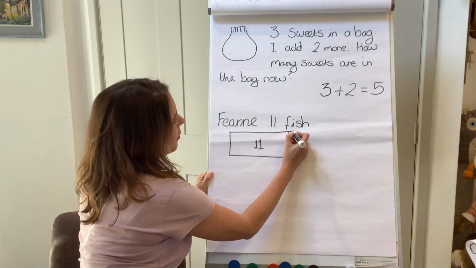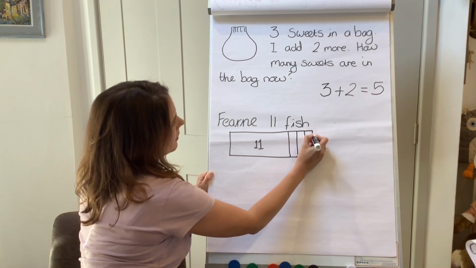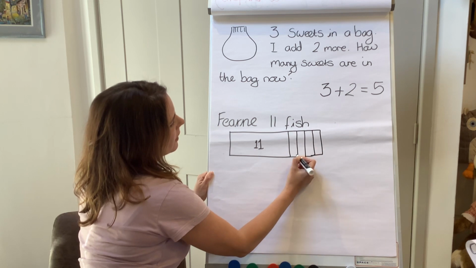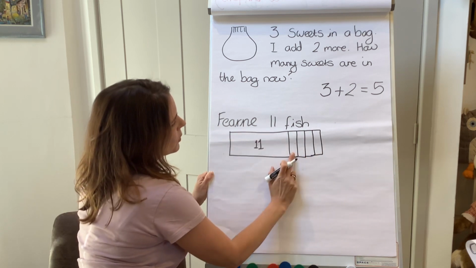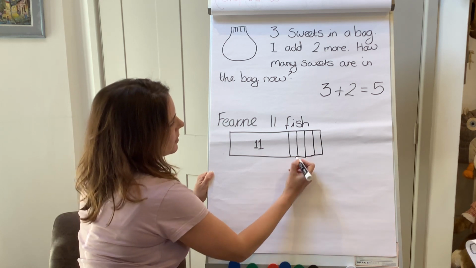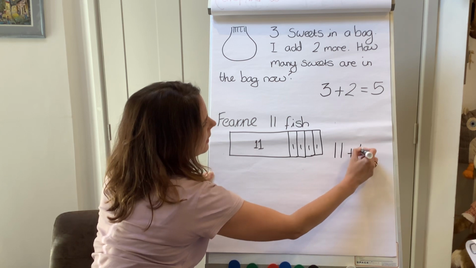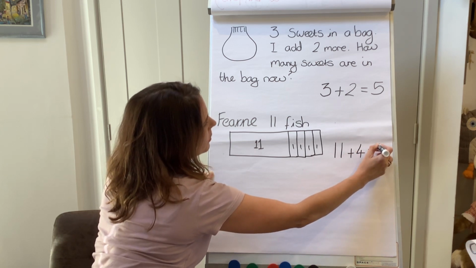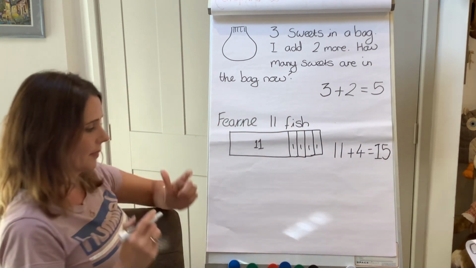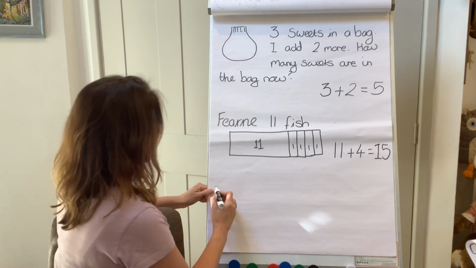She buys 4 more. So 11, 12, 13, 14, 15. Each of these is worth 1. So we can write a number sentence, 11 add 4 is equal to 15. Okay. Another way of doing it you can use is a number line.